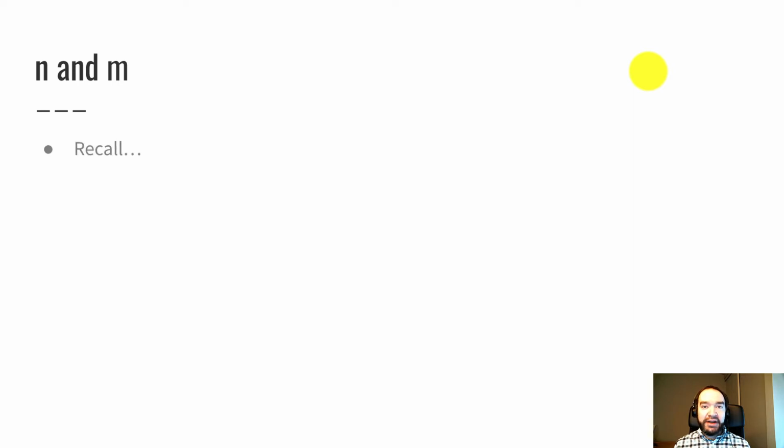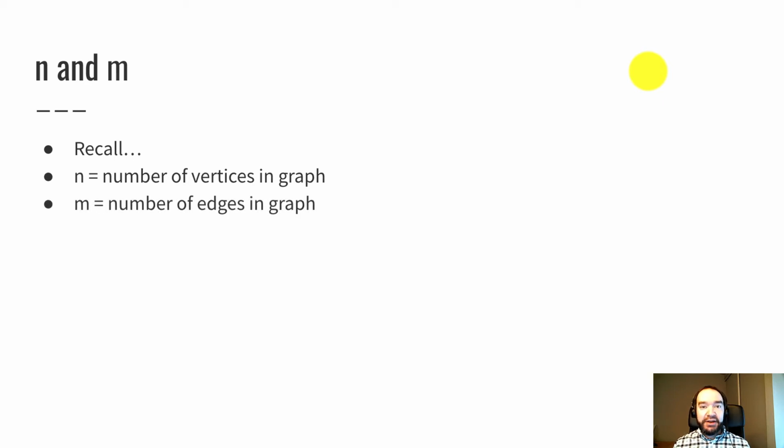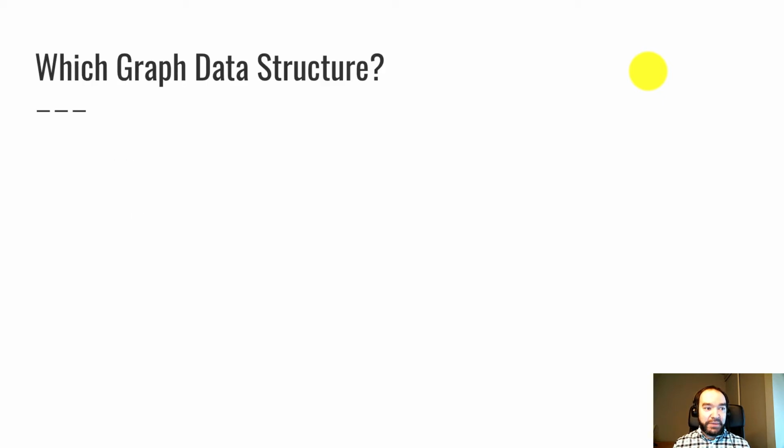First, a quick reminder on n and m. Remember that the convention is that n is the number of vertices in a graph, and m is the number of edges in a graph. Our analysis is going to involve both n and m, so just keep that straight. N is vertices, m is edges.